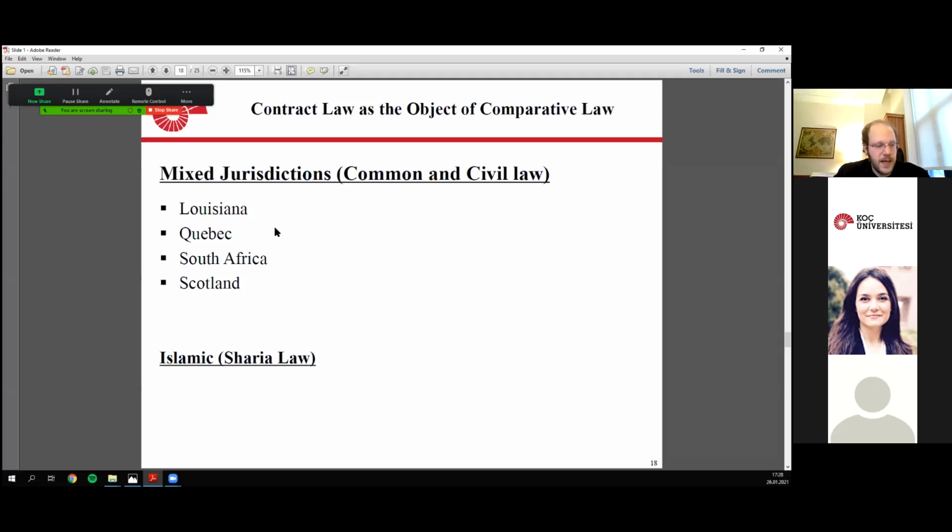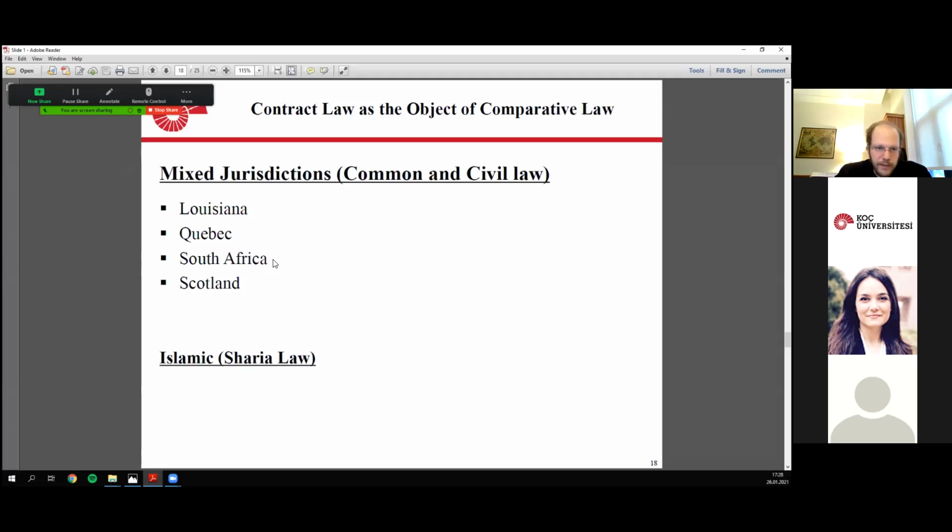The second example is Quebec. Again, we see the influence of French law there. This territory was also lost by France to Britain, and they managed to preserve their legal system. French is still spoken there, and they still hold on to their civil law tradition.